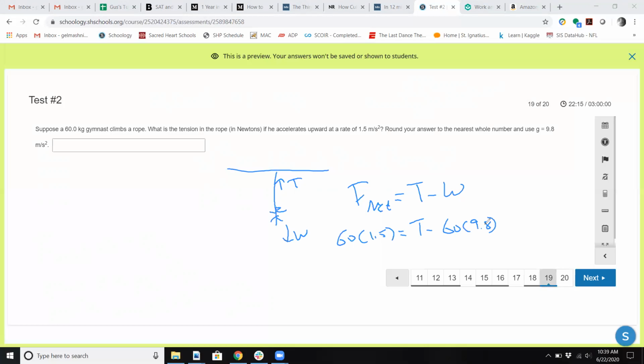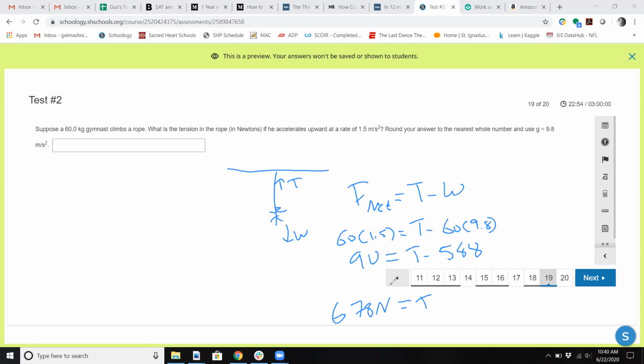And if I do that correctly, yeah, you should get 90 here. And 588, so you should get 688 newtons for that one. So that's that one there. And that would make sense because you're kind of pulling on the rope, right? If you think about it.